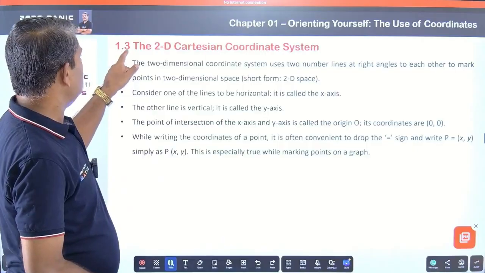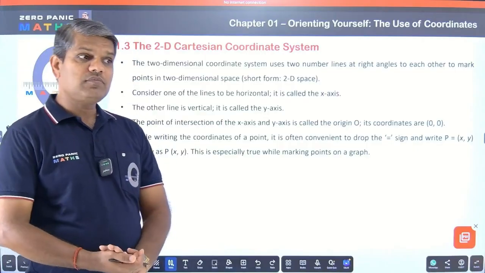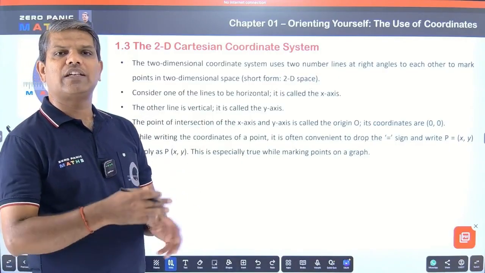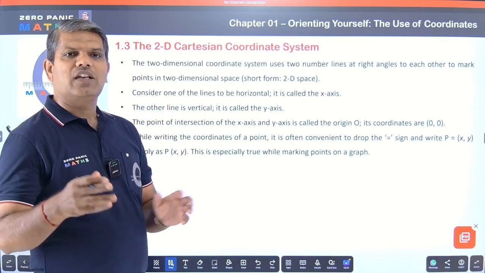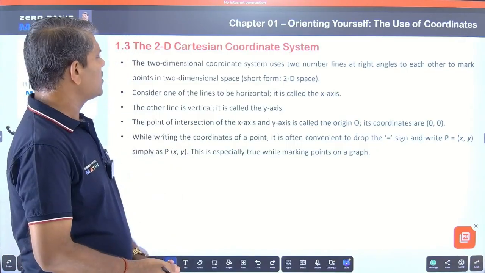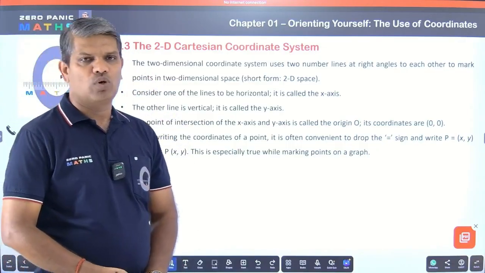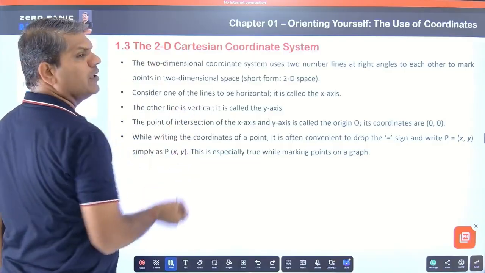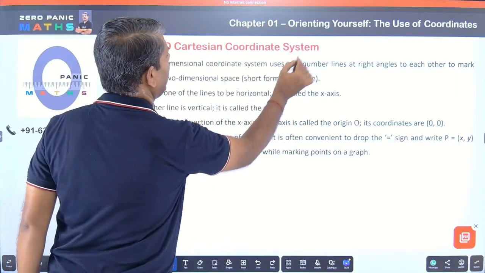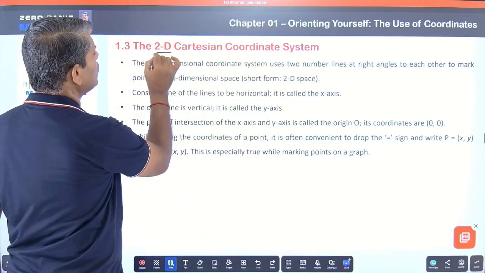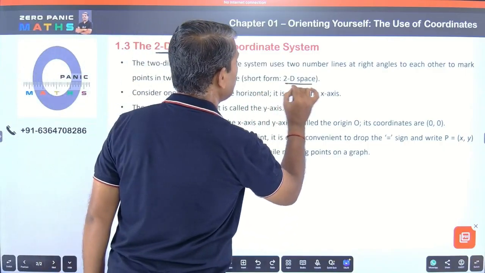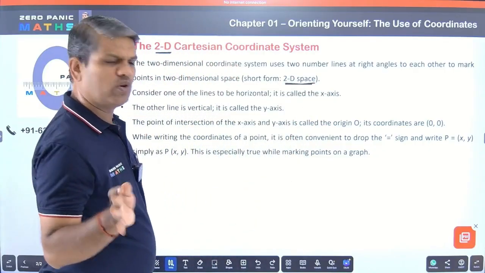Let us see what else is given. In 1.2 there is some historical background about the coordinate system, who invented it and so on. Some historical details are given. I have not taken that as part of this session. You can go through that in the book. The next concept here is the two-dimensional Cartesian coordinate system. You can simply call it 2D space. 2D means two-dimensional only, nothing else.